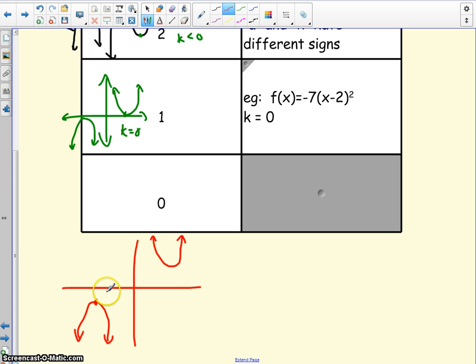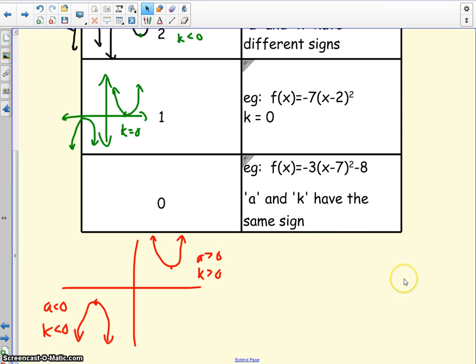So let's compare the a and k values here. Here, opening down, a is negative, and k is below the x-axis, the optimal value, so that's also negative. Over here, opening up, a is positive, optimal value is above the x-axis, so k is positive as well. So in both of these cases, a and k have the same sign: they're either both positive or both negative.